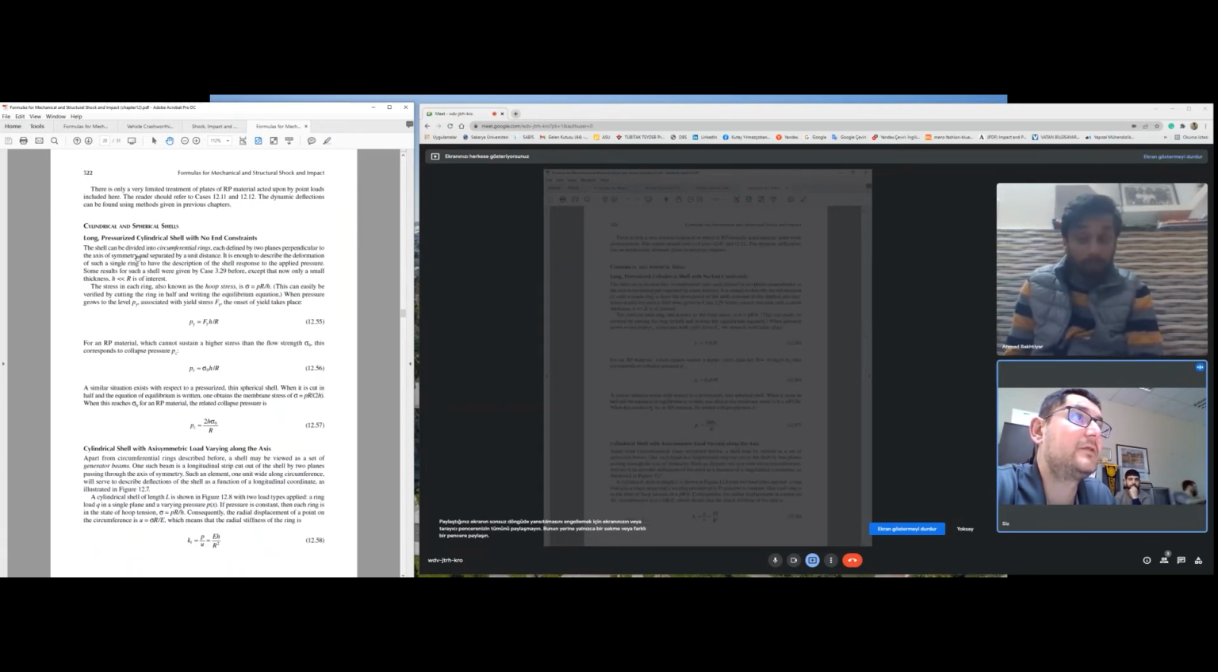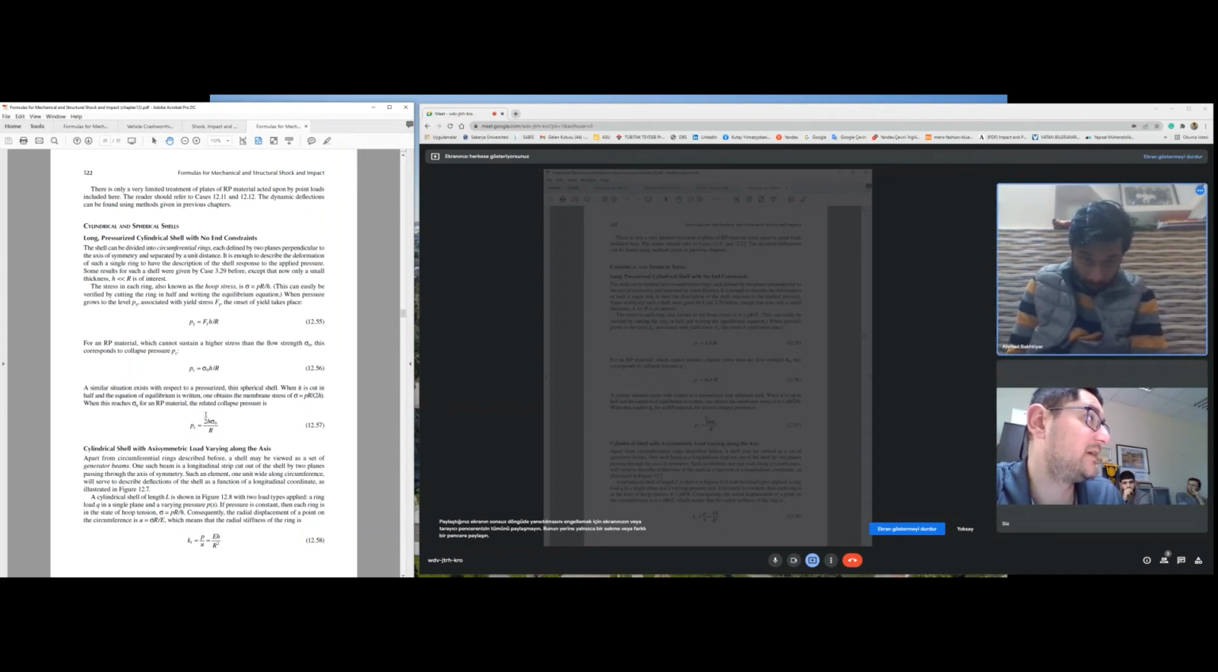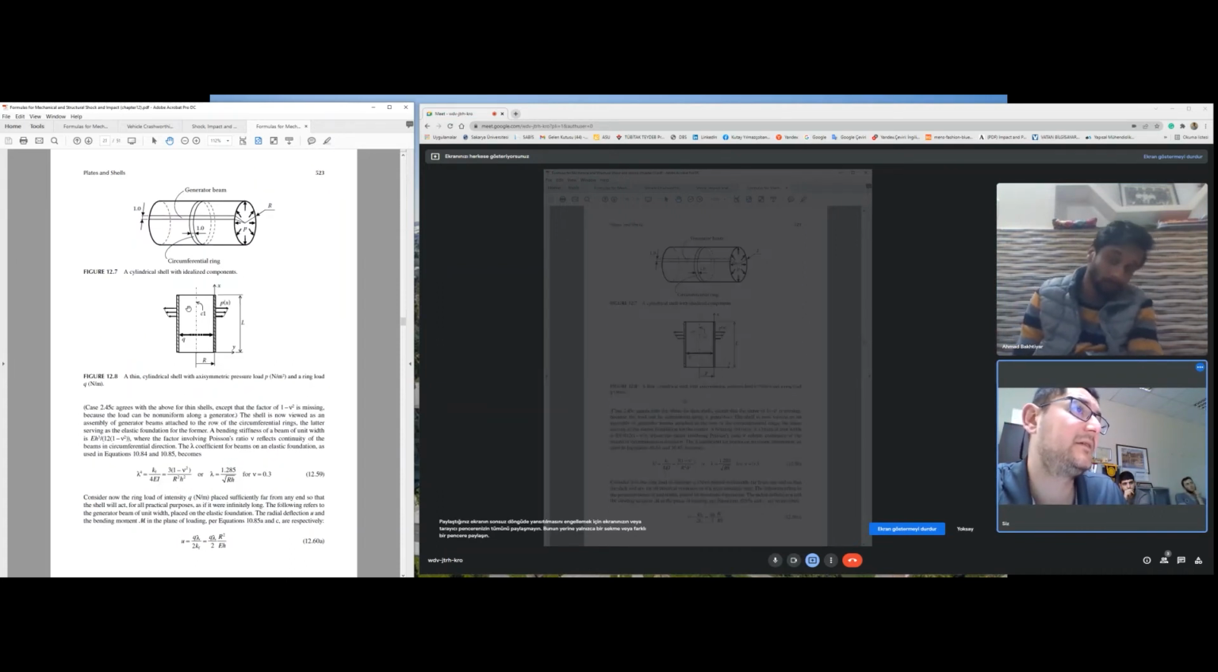So let me continue. Look at here. Cylindrical and spherical shells. Long pressurized cylindrical shells with no end constraints. This is a little bit different, okay, but you can take some words from here. Cylindrical shell with axisymmetric load varying along the axis. This is also close. You can say that this one is talking about the cylindrical, but you can take the scenario by changing it using the W-shaped ones.